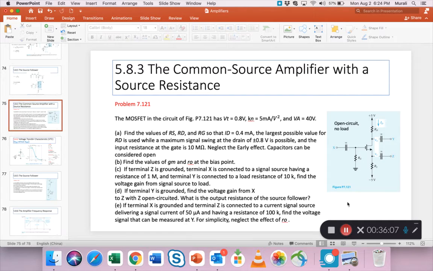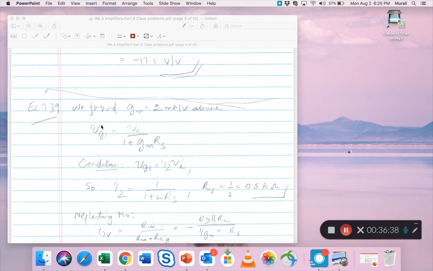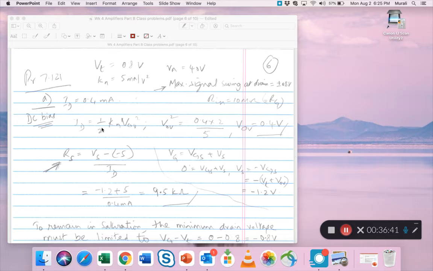Find the voltage signal that can be measured at Y. So that's the common gate connection we studied. The gate is grounded, the signal comes in on the source, and the output is taken out from the drain. So for such a connection, find the voltage signal that can be measured at Y, which means if you find the overall gain, then you can find the output voltage. So interesting problem, many things there. So let's go ahead and solve them one piece at a time.